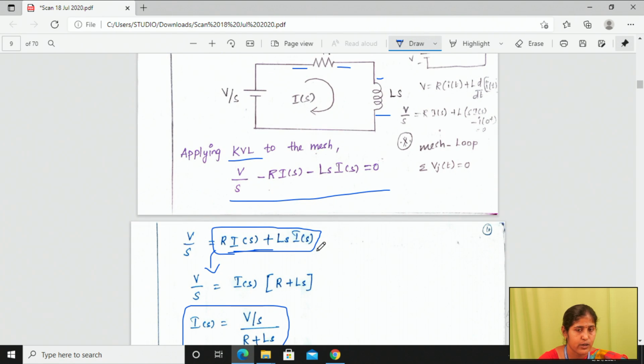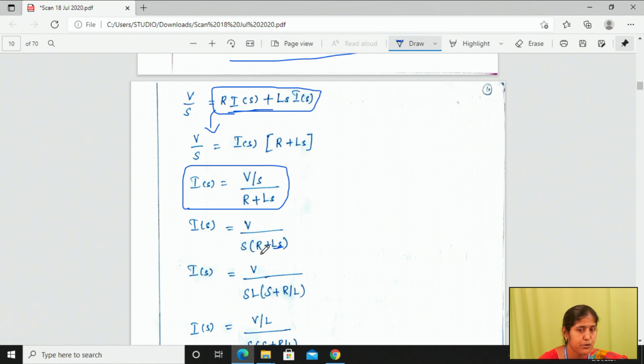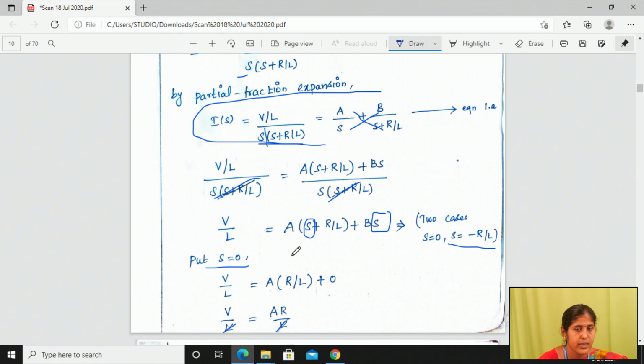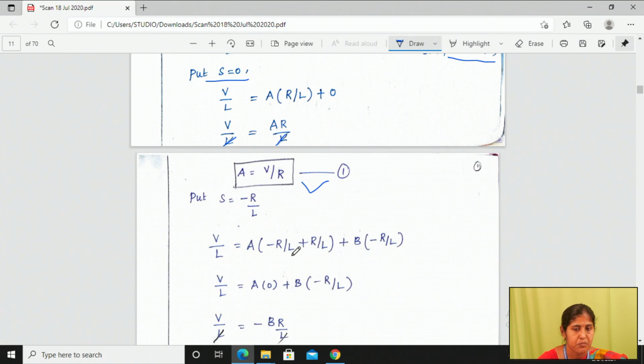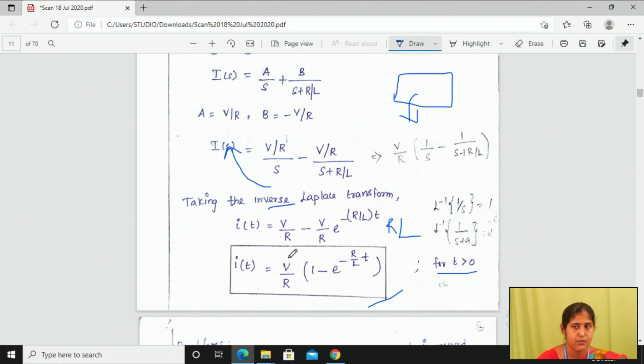After finding the I of s, what we have to check? You have to check the denominator function. Okay, if you have 2 or more cases in the denominator function, what we have to do? We have to take a partial fraction, right? So after finding the partial fraction values, you have to get the I of s value. Okay, then you have to take an inverse Laplace transform, and finally you can get the I of t. So this is all about RL series transient response.